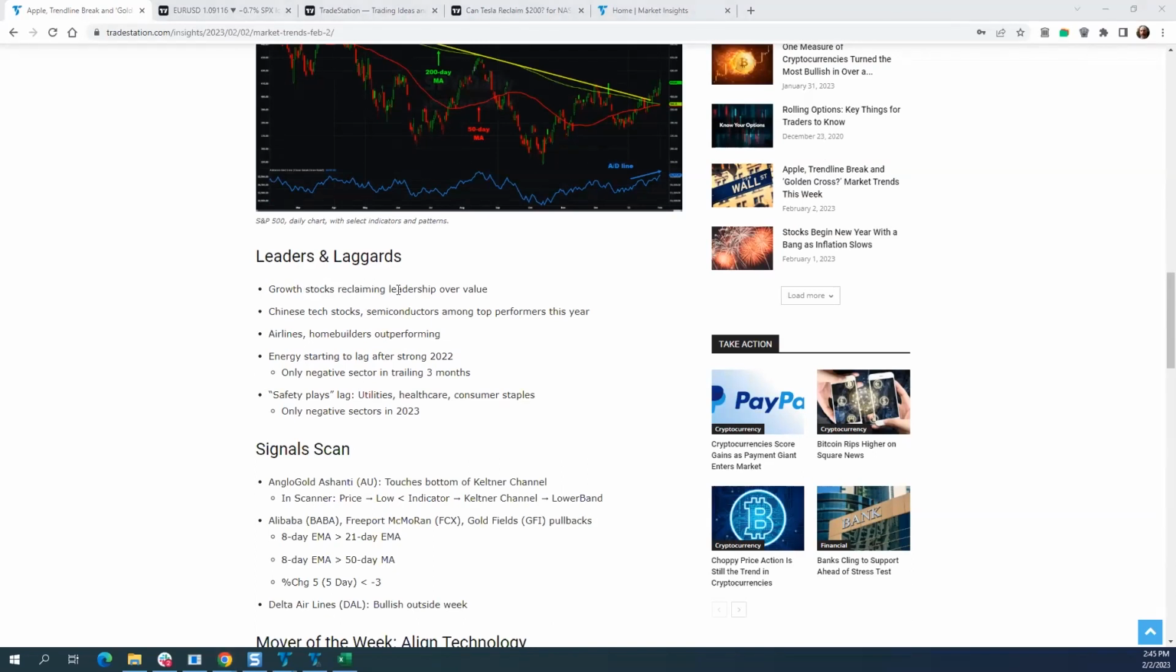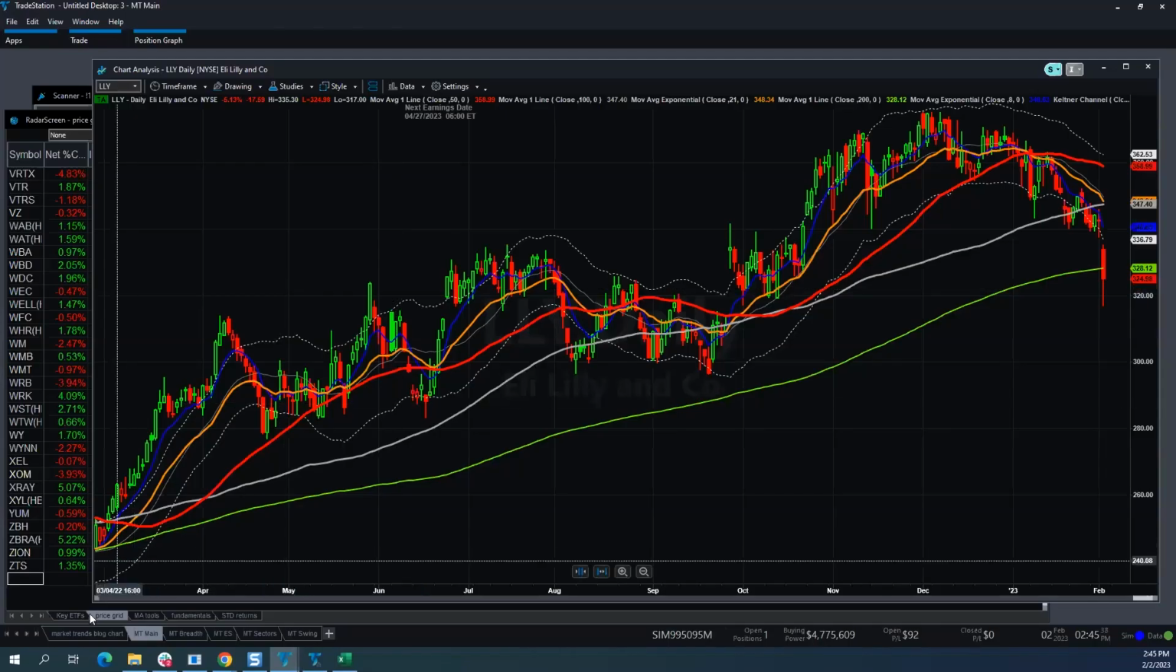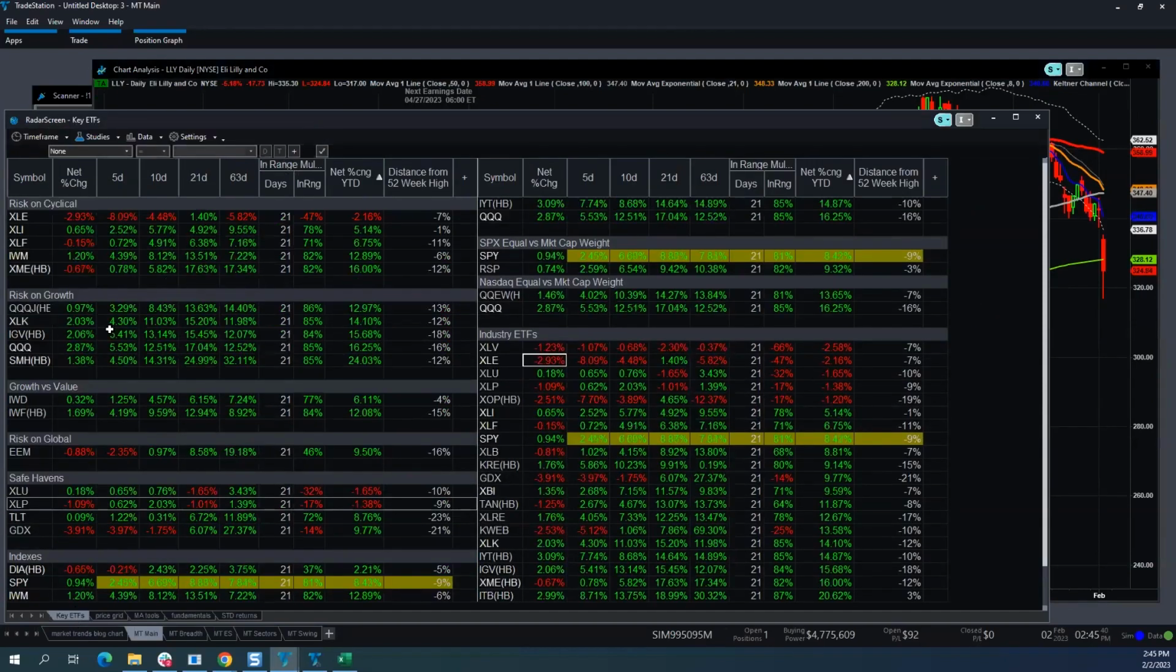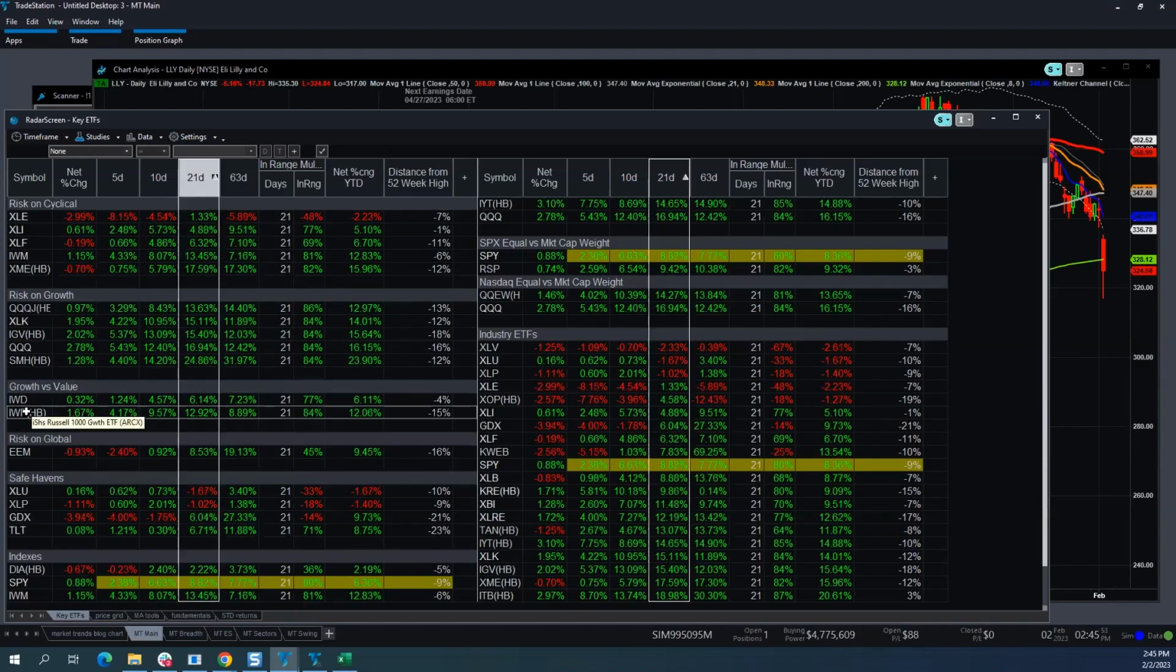One of the ways we can see that from the TradeStation platform is if we go to the key ETFs on the MT main tab, and you can just look here. I have a growth versus value comparison, and you can see that in the last 21 days the growth ETF is leading, and also year to date. But if we were looking at something over the longer term, like 12 months, that would not be the case. So it's interesting just to see the IWD gaining share over the IWF.